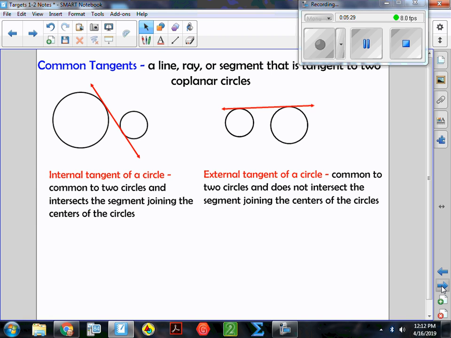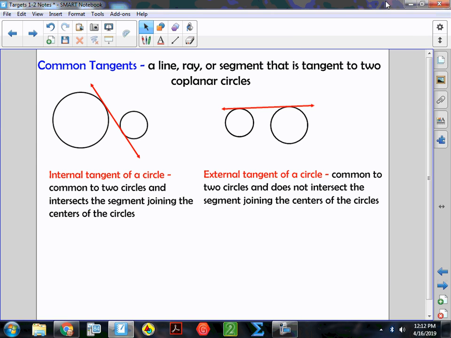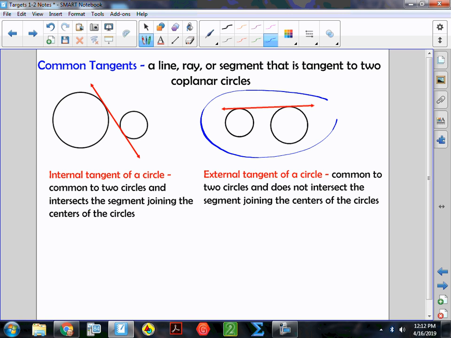A little bit more with vocabulary, we have common tangents. So a line, ray, a segment, usually talking about a line or a segment, that's tangent to two coplanar circles. So that means you have two circles drawn, and you can draw a line on top or on bottom of the two circles, like that. That's called an external tangent, touches both the circles on top. Or you can draw a line in between the two circles. That would give you an internal tangent.